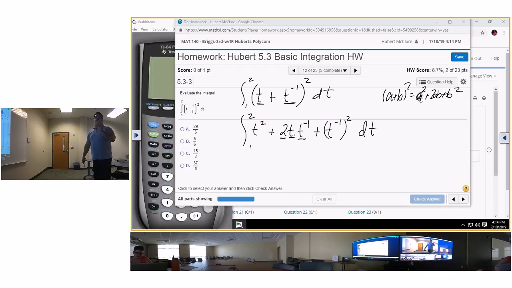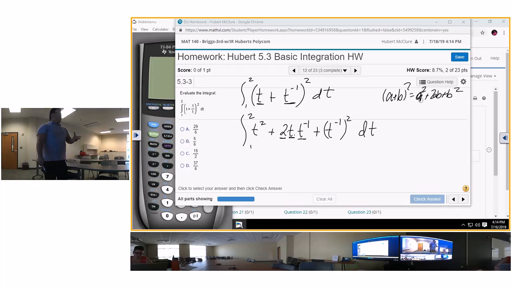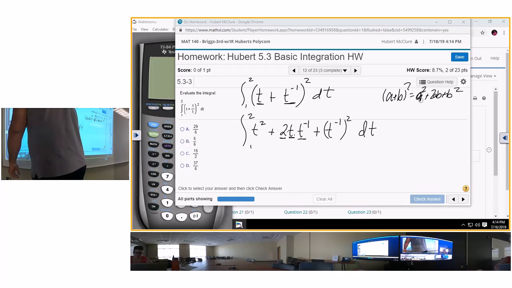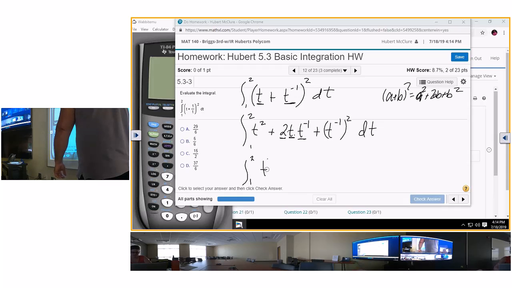When we have to rewrite with a shortcut, people start to blow fuses. The reason students blow fuses, not in this class, but in the past, is they forget their algebra. They forget the shortcuts. Or they're not fluent. So now I get the antiderivative from 1 to 2 of t squared.